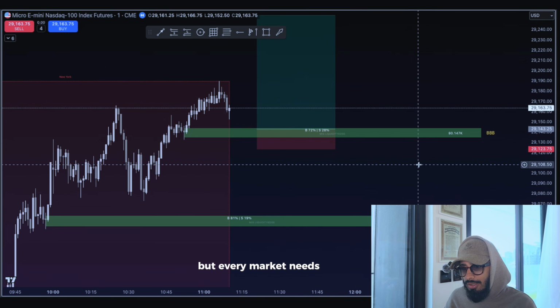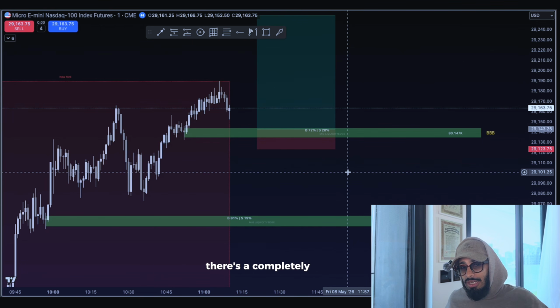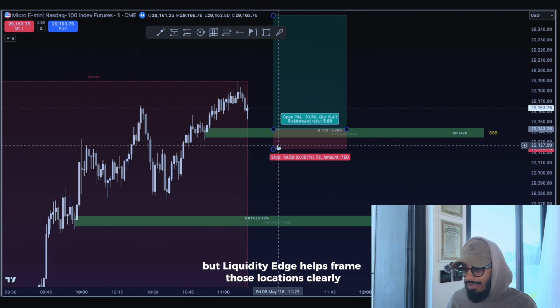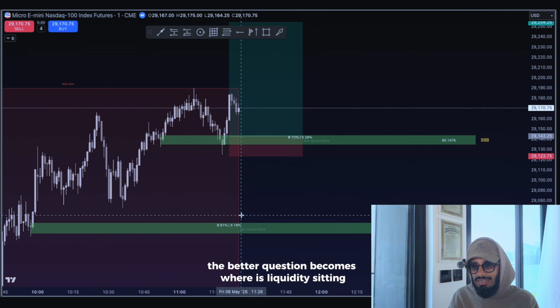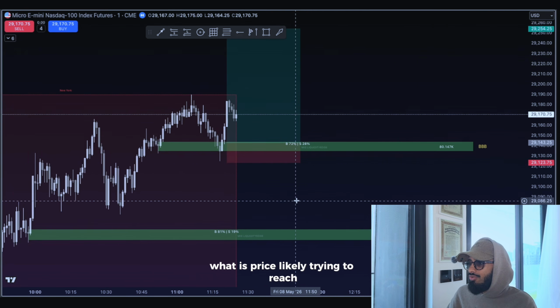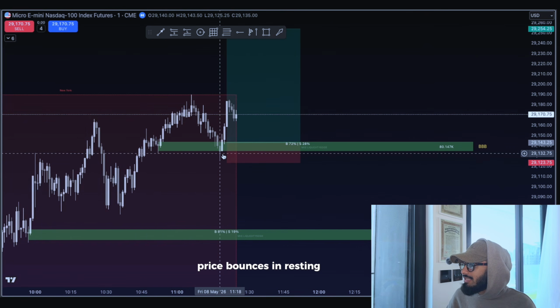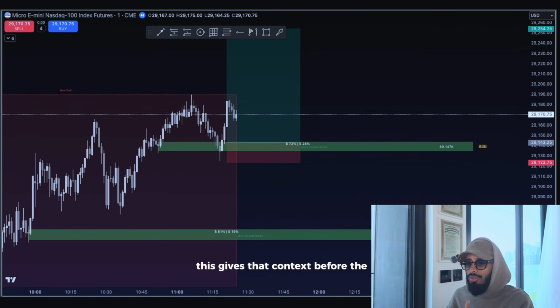But every market needs liquidity to move size. That means price will often move towards obvious highs, obvious lows, session extremes, equal highs, equal lows, clustered stop areas, previous session highs, previous session lows. There's a completely different video on that for confluences. But Liquidity Edge helps frame those locations clearly. So instead of asking where is price going, the better question becomes where is liquidity sitting and what is price likely trying to reach? That is where we find contextual movements like this. Price bounces in resting liquidity, and we use that trampoline effect. This gives that context before the move actually happens.